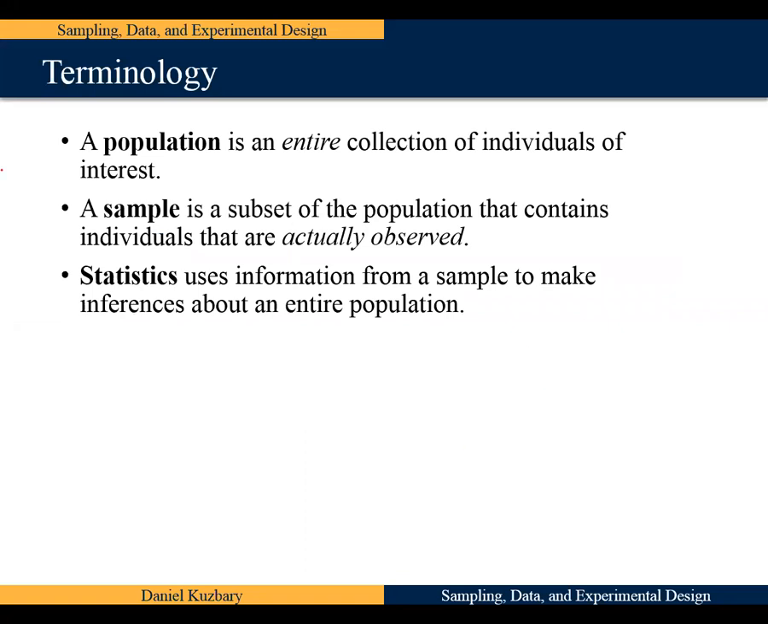There we go. All right, so the first big terms are going to be population and sample. So the population refers to an entire collection of individuals of interest. So if you're doing a study, you've got some sort of group of people or animals or some sort of bacteria, like you've got some sort of thing in mind that you're going to call your population. That's going to be all of the things that you're interested in.